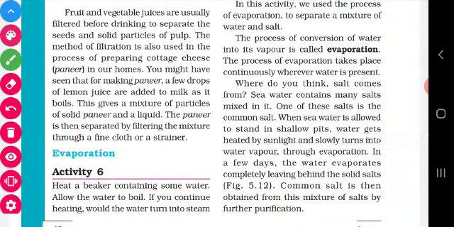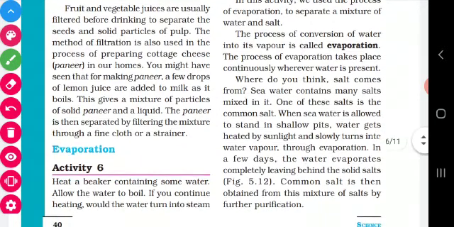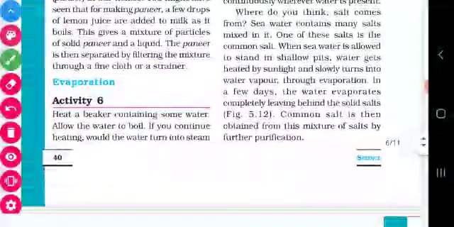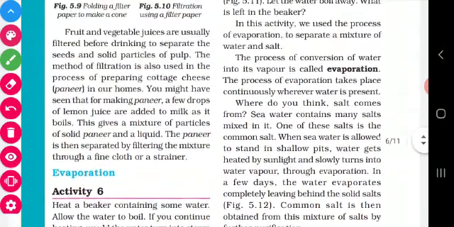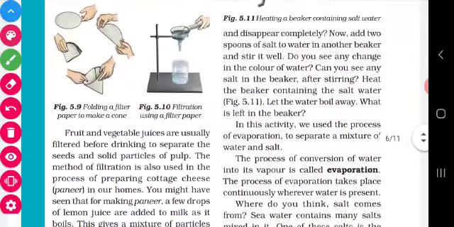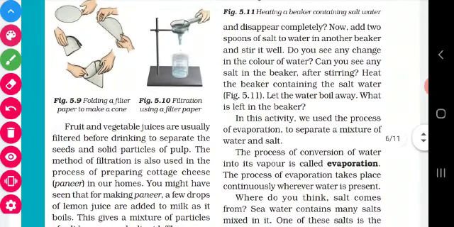Now we are going to see how to separate various substances in a mixture by using evaporation and condensation. Let us start with the activity to know how to separate various components in a mixture by using evaporation. You take a beaker, and you take some water in it. Then you allow it to boil. Then you add 2 or 3 spoons of salt, and you stir that very well.